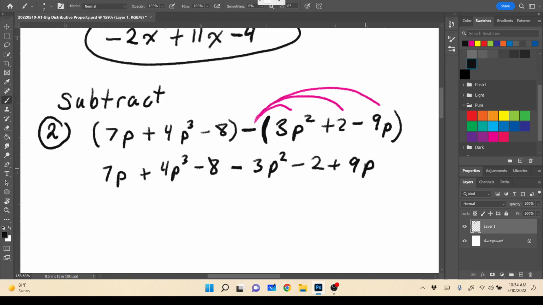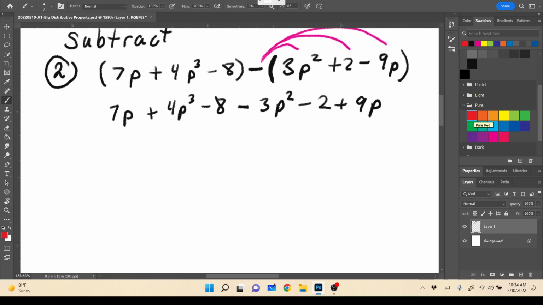Because we're flipping those signs, because we're distributing in negative. That's right. All right. Now we're going to combine like terms. I'm going to find these in descending order. So what would be the highest degree monomial in this polynomial?